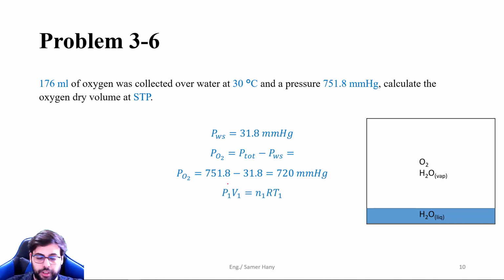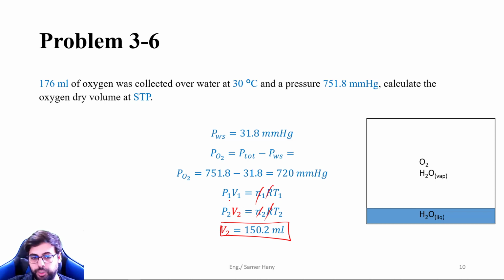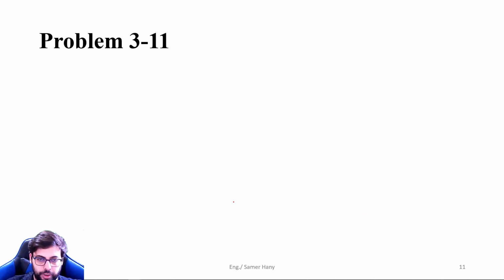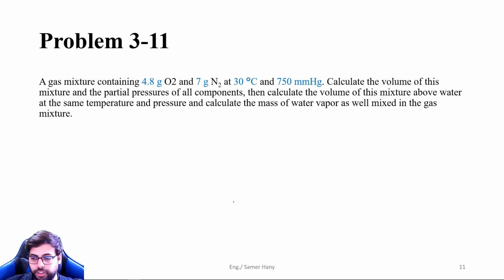Okay, so P1 V1 equals N1 RT1 and so on for the second case, and from here we can say V2 can be retrieved, since N1 and N2 and the R is constant. We can substitute and get everything we need. All right. Okay. Next question.